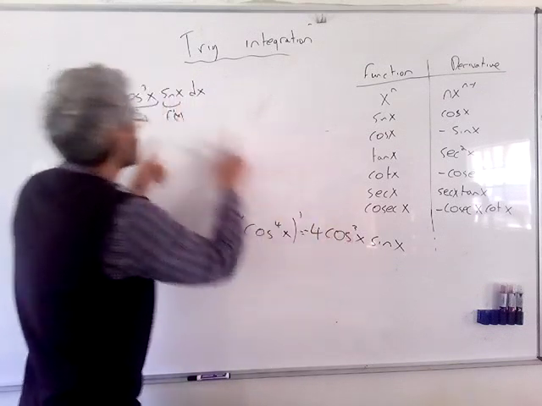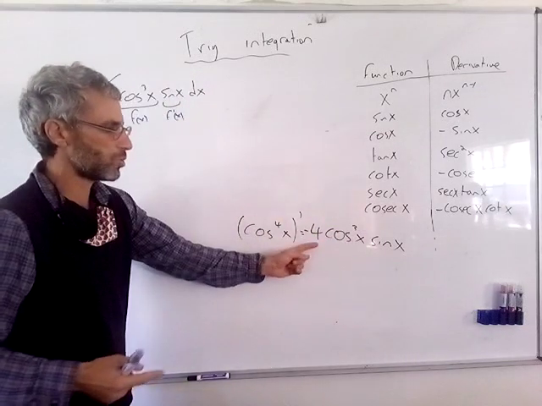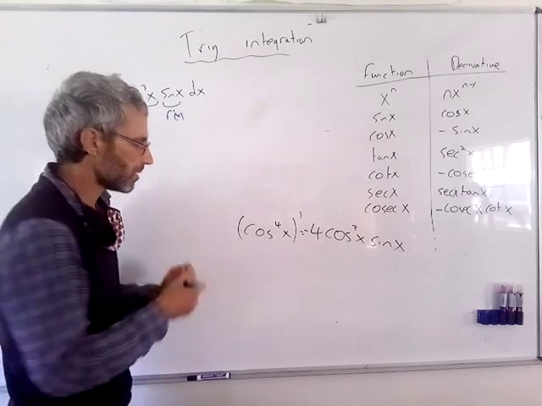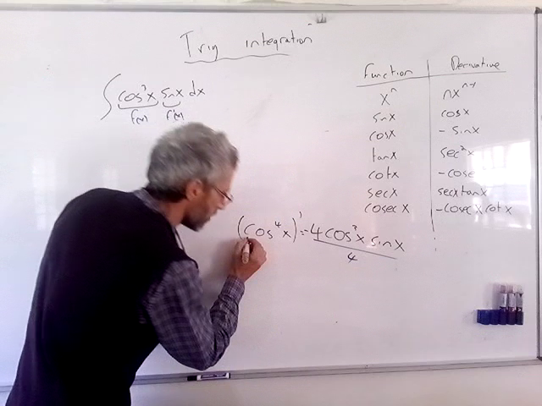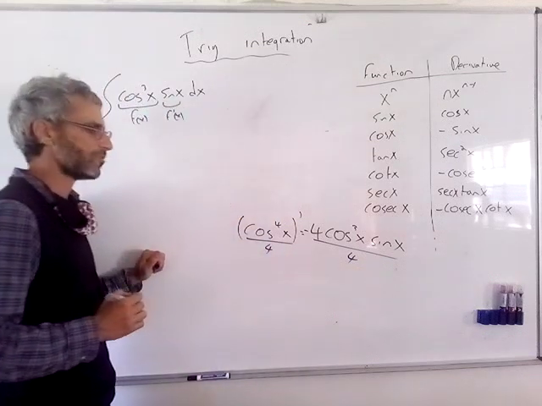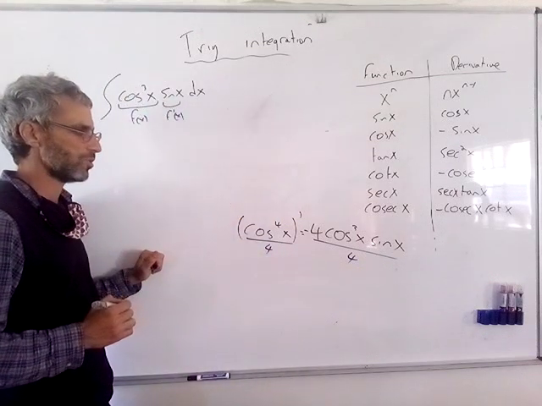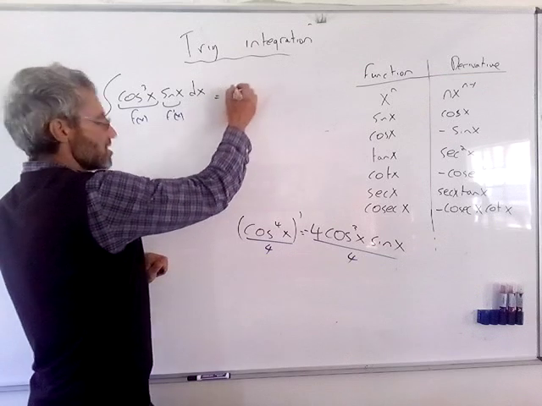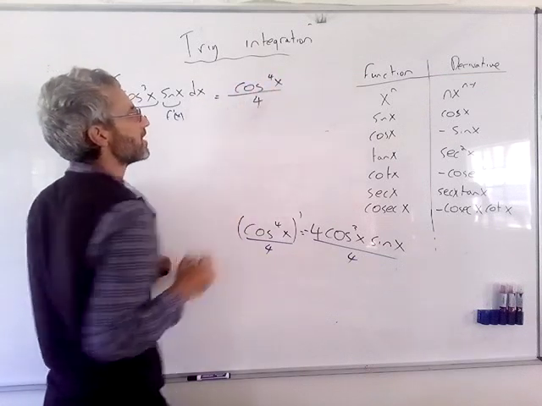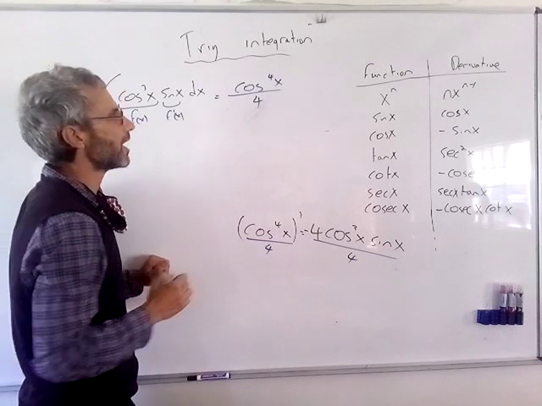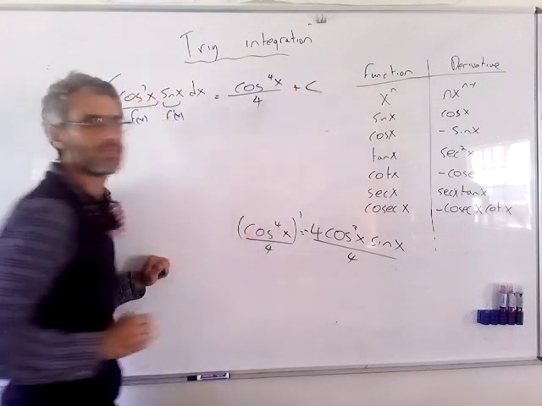Okay? And that's very similar to that, of course, up to the constant 4. So I'm going to get rid of that 4. I don't want that 4. I'll divide by 4, but that means I need to divide the original function that I do in the derivative of 4. So the answer will be cosine power 4 x divided by 4. Okay? And obviously, as always, add a c.